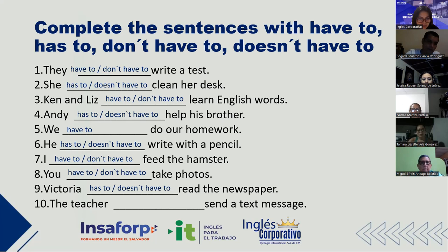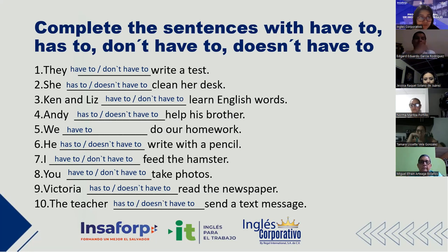The teacher has to send a text message, or the teacher doesn't have to send a text message. Exactly. The teacher doesn't have to send a text message, or the teacher has to send a text message.